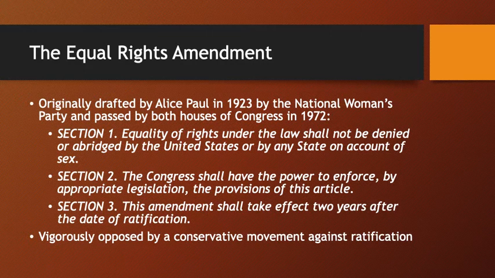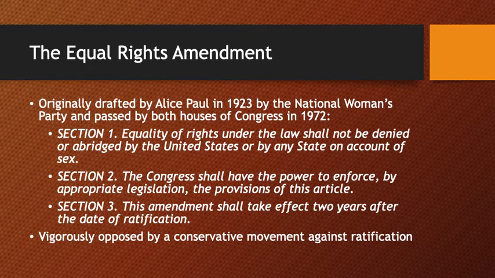The Equal Rights Amendment reads in 3 sections. Section 1, equality of rights under the law shall not be denied or abridged by the United States or by any state on account of sex. Section 2, the Congress shall have the power to enforce by appropriate legislation the provisions of this article. And number 3, this amendment shall take effect 2 years after the date of ratification.